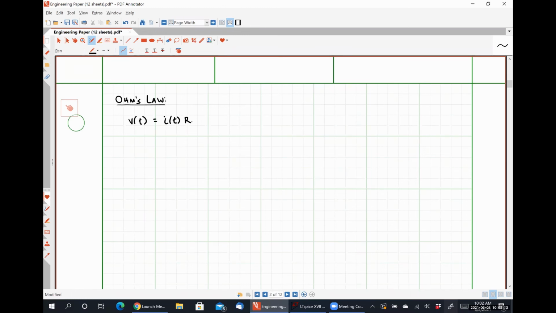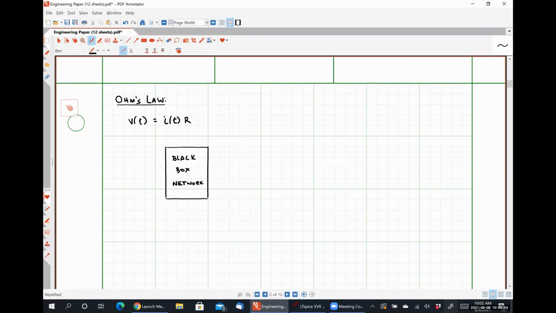Now we're going to get into a little bit more depth about what Ohm's law is and how it can be applied. So let's say that I have a black box network. We're going to use this concept of a black box network throughout this class. A black box network is a collection of circuit components where we don't know what their values are, whether they're capacitors, resistors, inductors, etc.